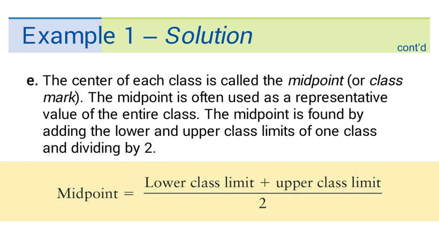The next thing I want to calculate is the midpoint for each of my classes. This is kind of a representative value for the entire class. Okay? The way I find this is by adding the lower class limit to the upper class limit and then dividing by 2. It's really an average of my lower class limit and upper class limit.